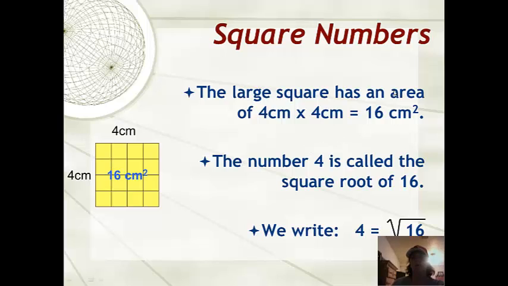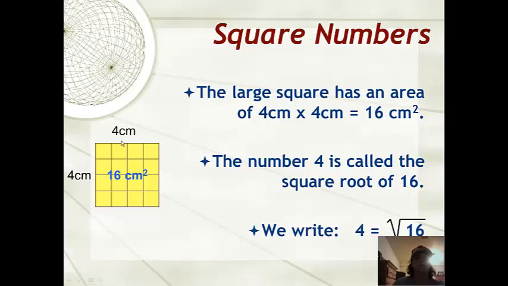The large square has an area of 4 centimeters times 4 centimeters, which equals 16 centimeters squared. Now this is squared because we multiplied two numbers together to come up with this answer, so therefore it's squared. Now if we look over here, we have 4 times 4 equals the area of 16.